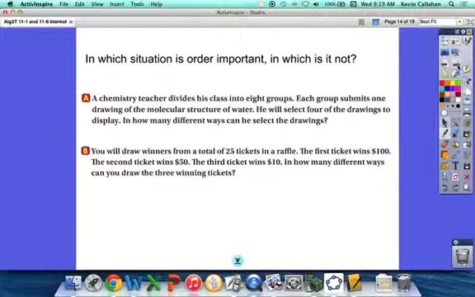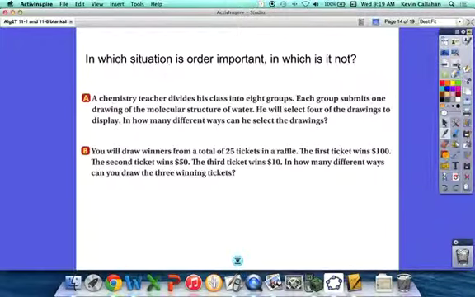Which one of those is order going to be important? In this one, if you get the first, you're getting more money, right? So it matters what the order is. This would definitely be a permutation, 25P3 for 3 positions. But here, it doesn't matter the order that he picks them. It only matters which 4 got picked. That's called a combination. Okay?